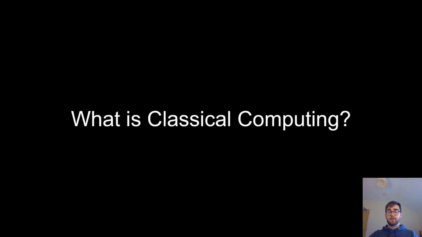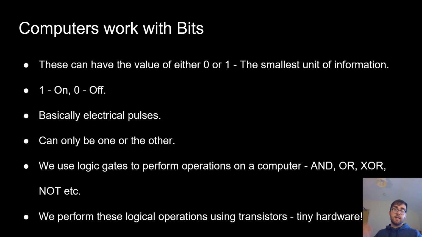So, what is classical computing? It's what we use day to day. It's a normal computer that all of us are familiar with. We store information in bits, 0 or 1. A bit is the smallest unit of information. 1 is on, 0 is off, sort of like electrical pulses on a circuit board, and it can only be one or the other. We use logic gates to perform operations on a computer, AND, OR, XOR, NOT, etc. on a collection of bits, which allows us to process information in the way that we can today. We perform these logical operations using transistors, which are tiny pieces of hardware on our circuit board.